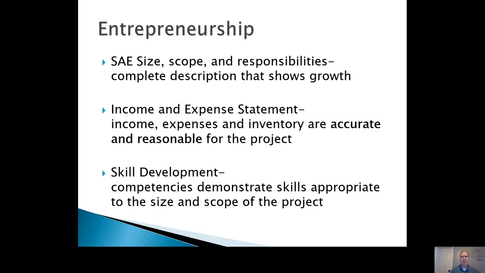Then we look at the income and expense statement. And typically the income and expense statement sort of scares people because it's a lot of numbers on a page, and I don't know what they mean. I'm going to explain a few things you want to look for on that. But we're looking for income and expenses and inventory that are accurate and that are reasonable for the project. And so if I tell you on the size and scope page that I have 20 cows, then I should have income and expenses that are reasonable for 20 cows.